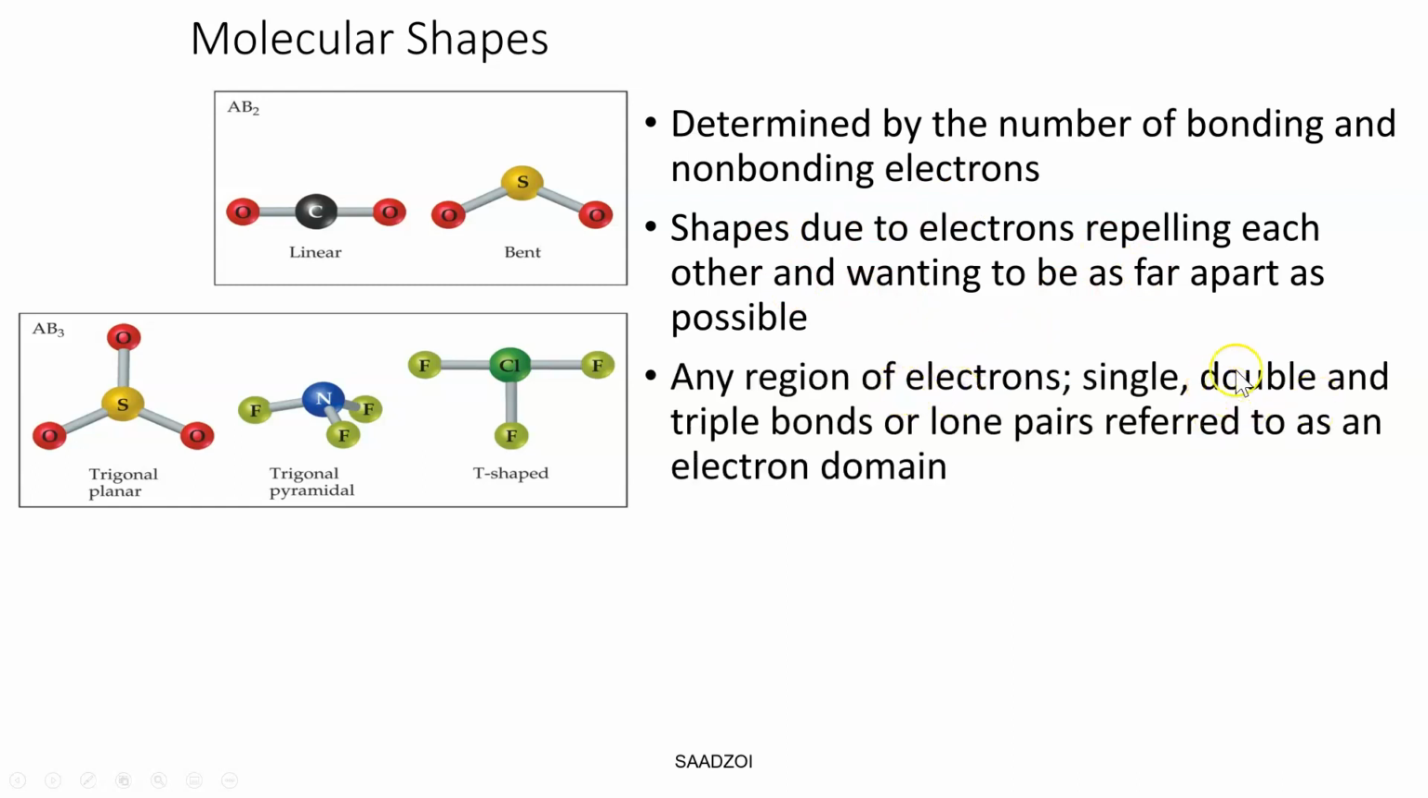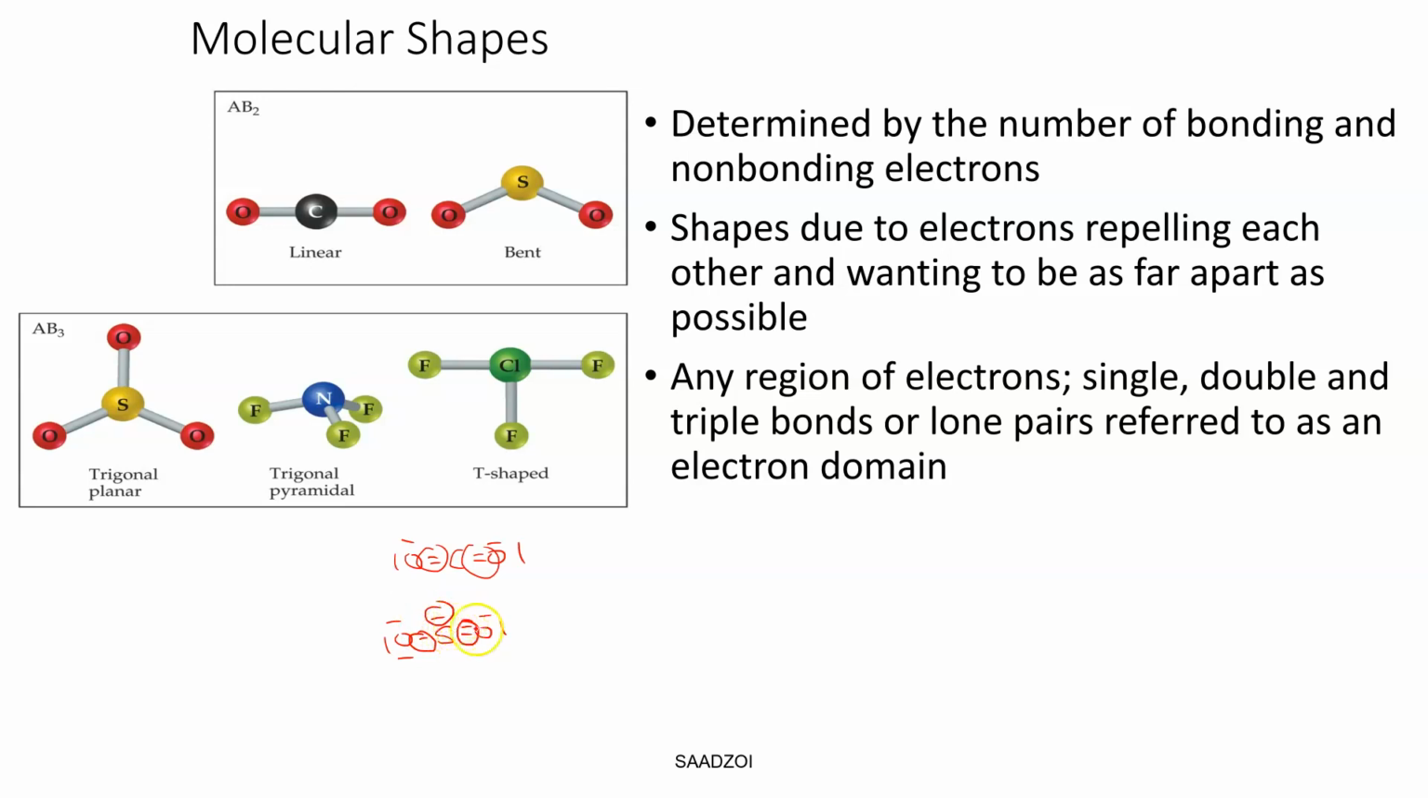In a region of electrons, single, double, and triple bonds or lone pairs are referred to as an electron domain. So even if I have something like this, that's still one, two domains. If I have this, that's one domain, that's two domains, and then this lone pair becomes a third domain.